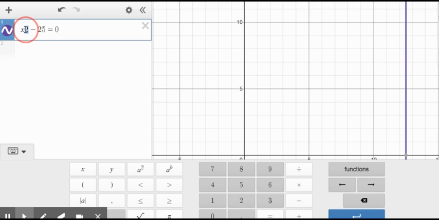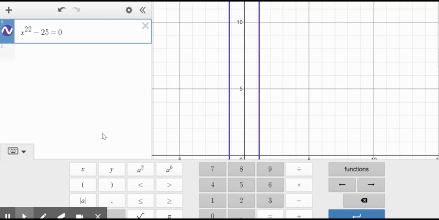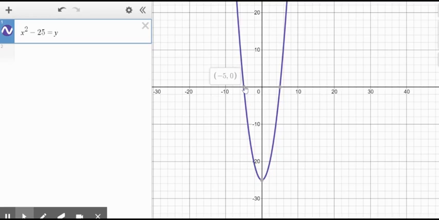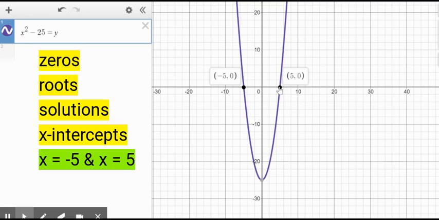Okay, now once again, notice that is not an exponent, so we need to change it to an exponent. And that should not be a 0, that should be a y. And notice that our zeros, our roots, our solutions, our x-intercepts are -5 and 5. So those are your answers, -5 and 5.